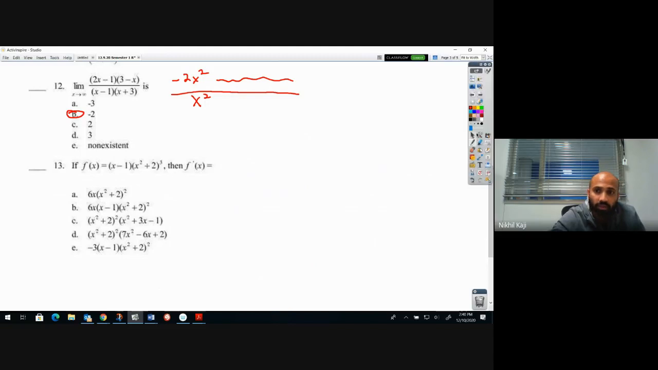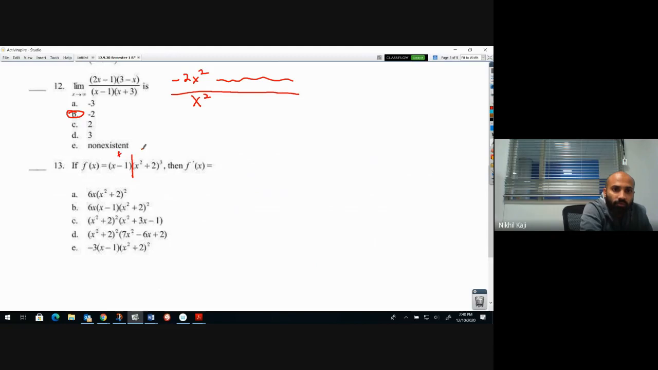All right. Number 13. They want the derivative. So here we end up just splitting this up and doing product rule. So that's f g prime. We end up getting, here, let me put brackets to make it easier.